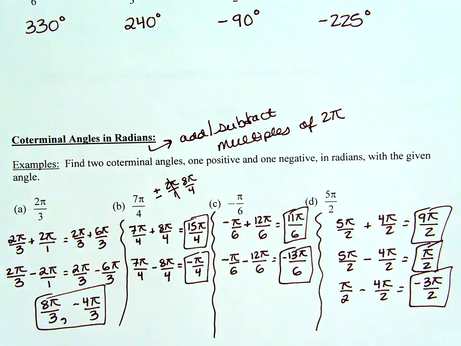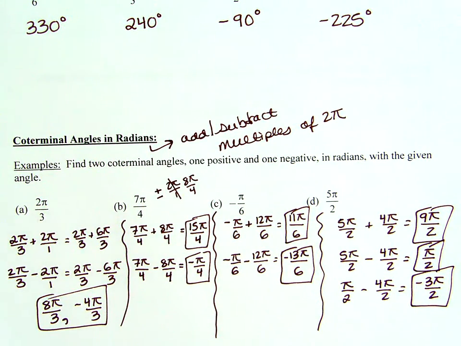In the homework, please make sure you're reading directions. Make sure if it says convert, you're converting. And make sure if it says find coterminal angles, you're doing this. If you take 2 pi over 3 and say, oh, that's 120, and that's the answer, that shows me you didn't actually read the directions, and I won't be able to give you credit for that part. So make sure you're doing what the problems are saying to do.